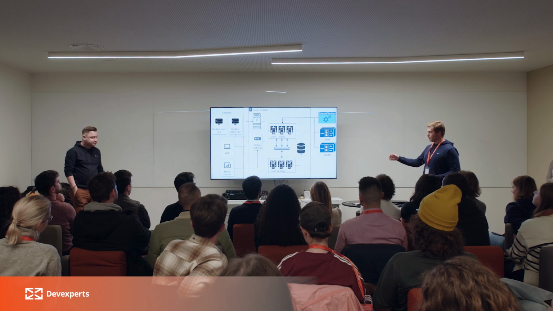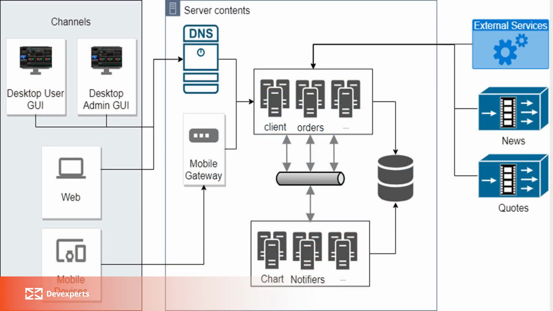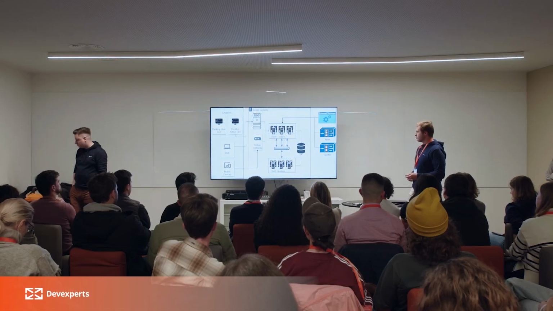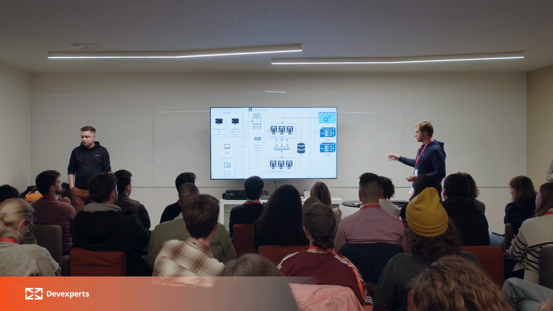Okay, here we have our system architecture. You've seen it before, right? We have different types of channels: desktop GUI, admin GUI, web, and mobile devices. Also we have server components with different types of applications and a system bus between them. And we have external services. So in our performance team, we test server components and we test external services.